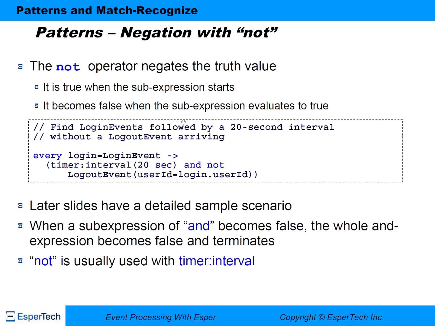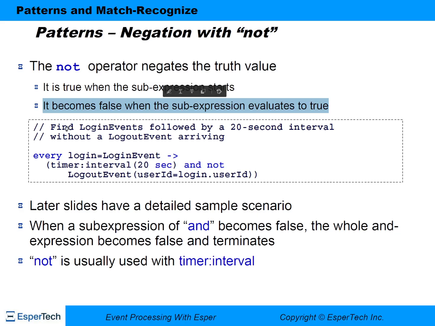The not operator negates the truth value. The not operator flips from false to true and from true to false. An expression with a not operator is considered true at the start. When the expression within not becomes true, the not expression itself becomes false.